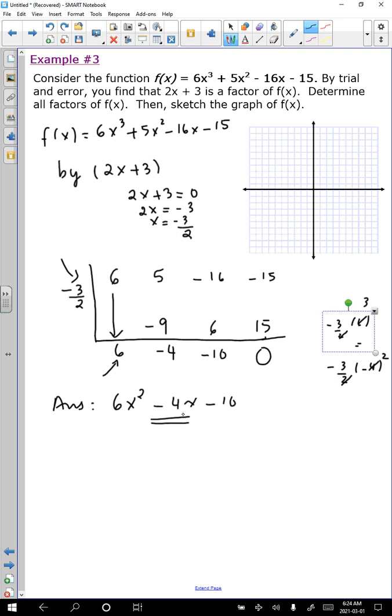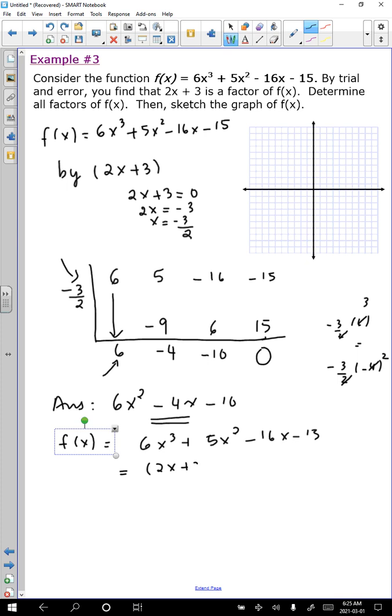Okay, and then it says determine all the factors of f of x. So basically you've got the fact that f of x would be equal to 6x cubed plus 5x squared minus 16x minus 15. You right now have it as equal to the product of 2x plus 3, which is one of the factors, times what you just now got as the answer, 6x squared minus 4x minus 10.